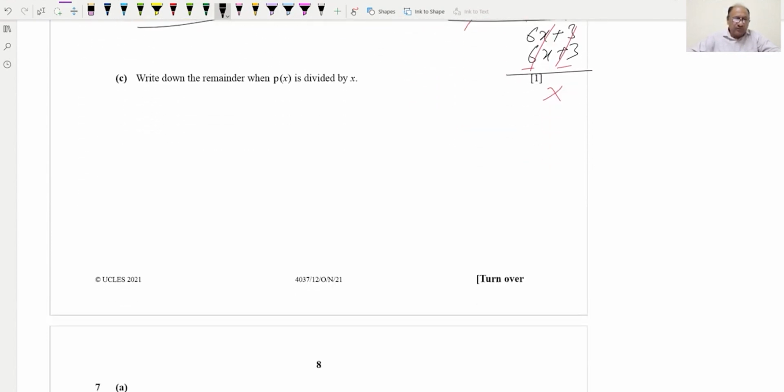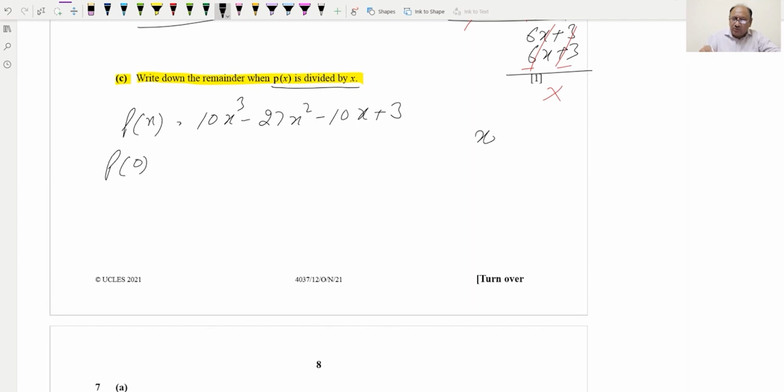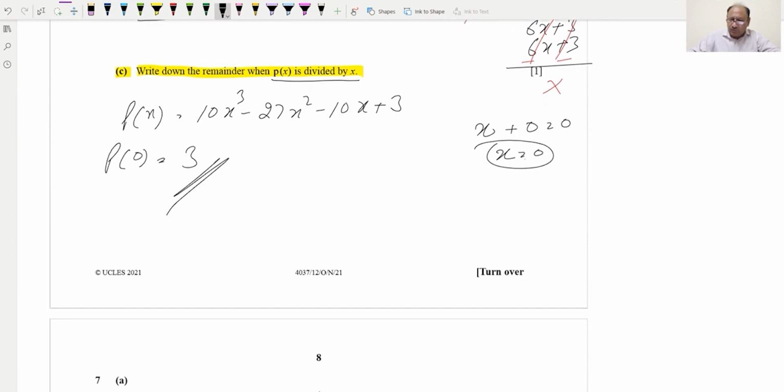And the C part says write down the remainder when p of x is divided by x. So p of x is given, which we know is 10x cubed minus 27x squared minus 10x plus 3, and further we can find p of 0. Basically, why are we finding p of 0? Because we write x plus 0 is equal to 0. So this implies x is equal to 0. So p of 0 will be 0, 0, and 0, and this will be equal to 3. So we can write the remainder. So remainder will be 3. This is done. This was a 1 mark part which we have done.